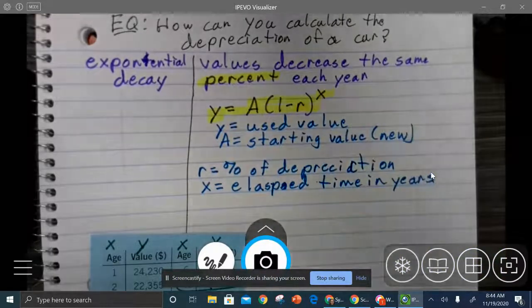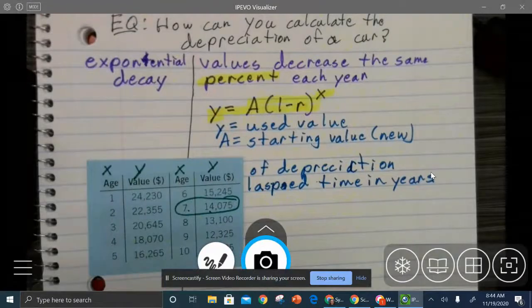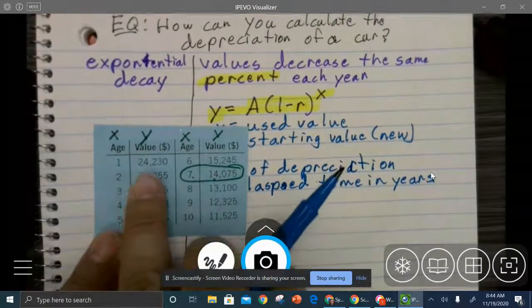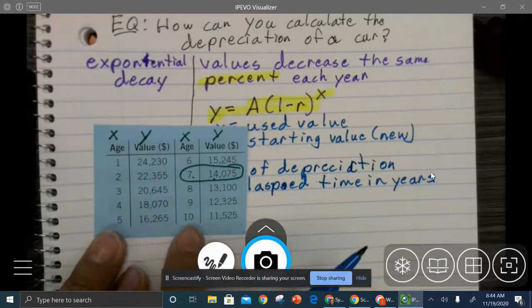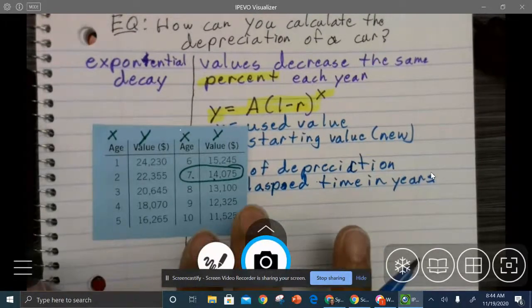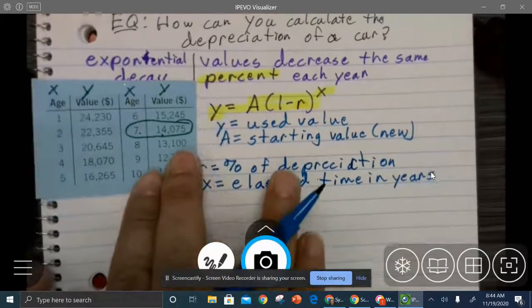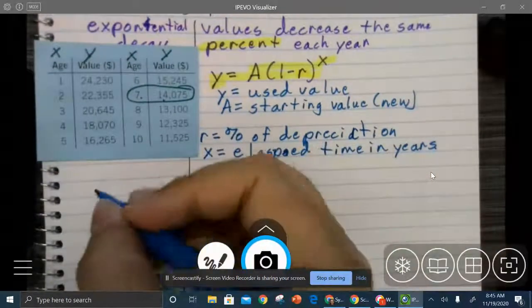So if you notice with this, let's look at an example for a car. In the first year, it's at 24,000. By 10 years, the value has depreciated to 11,525. So let's do an example with this. We have the original price.